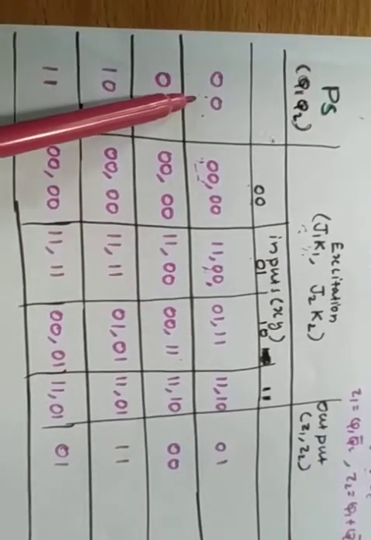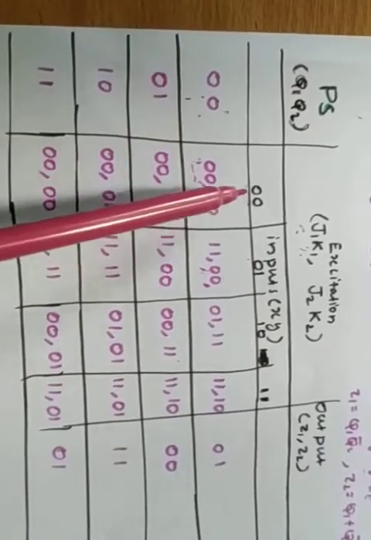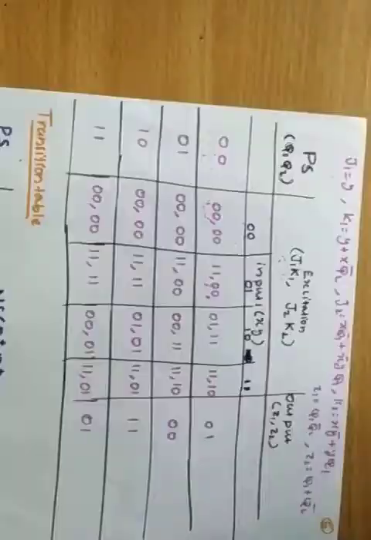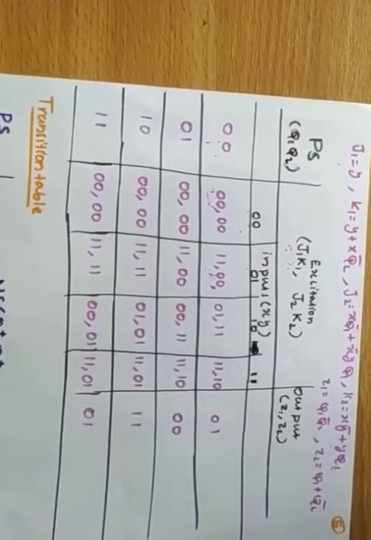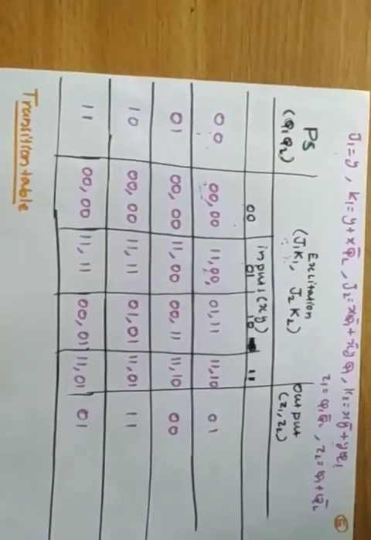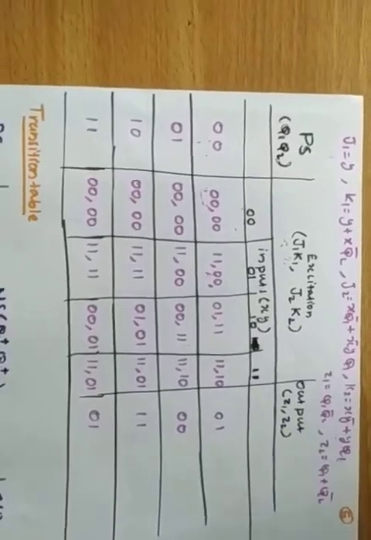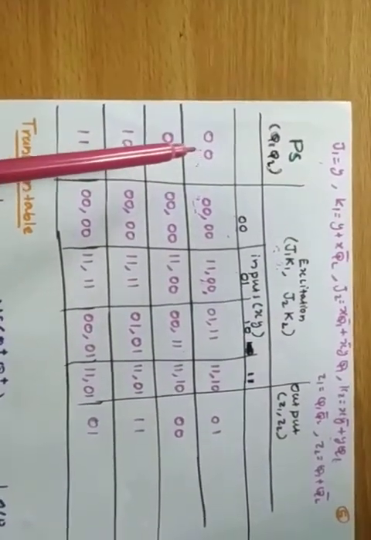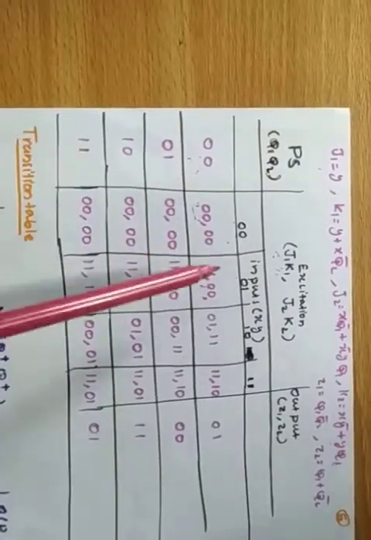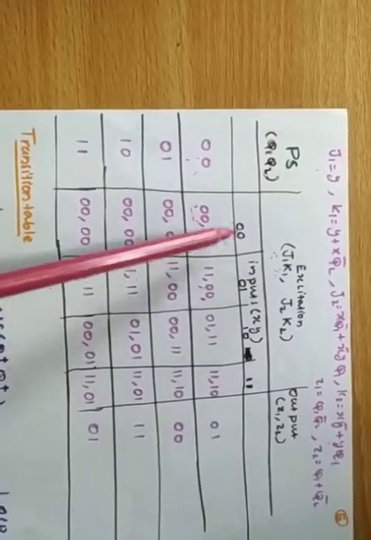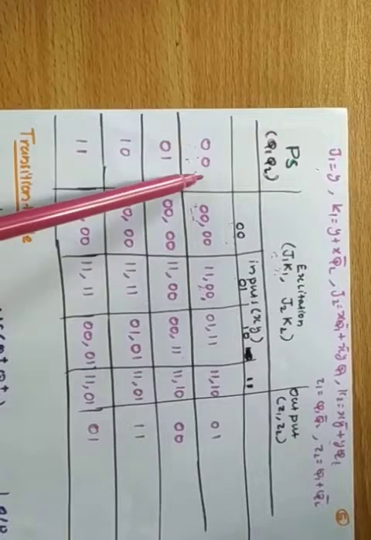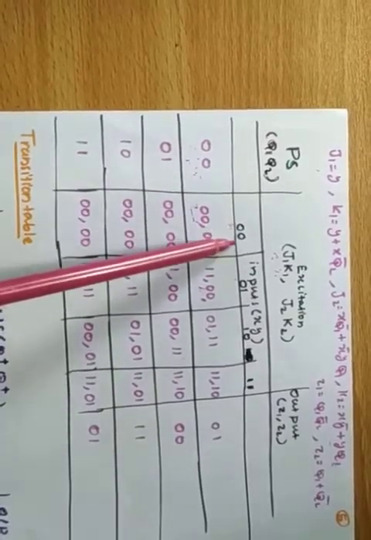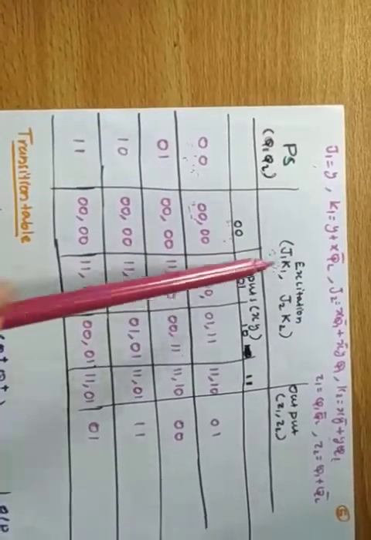So here 0, 0 is the present state. I am giving 0, 0 input. What is the excitation? That I need to find out. 0, 0 is the present state and 0, 0 is the input. What is J1, K1?